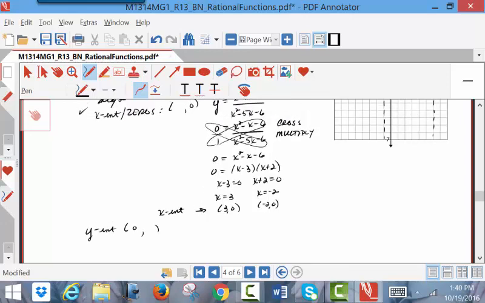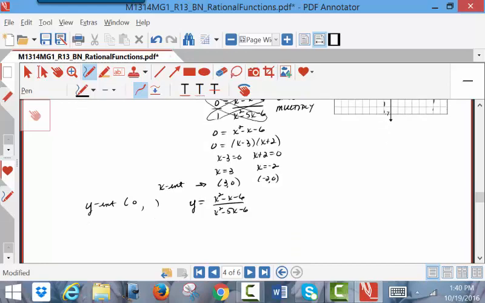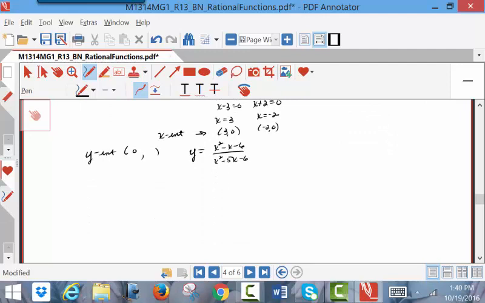So going back to my equation, which is so high on the screen I can't even see it, but it is y equaling x squared minus x minus 6 over x squared minus 5x minus 6. When I replace my x value with 0, this becomes 0 squared minus 0 minus 6 over 0 squared minus 0 minus 6, which is a negative 6 over a negative 6, which is a 1. So we have a y-intercept occurring at the point 0, 1.